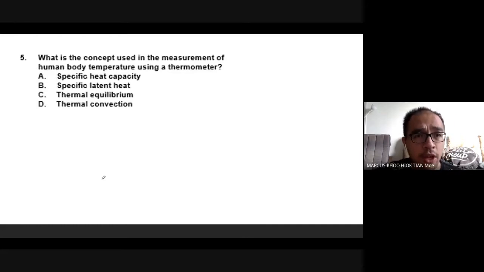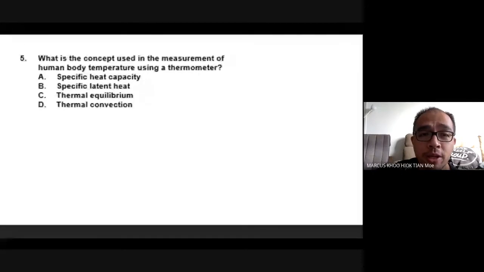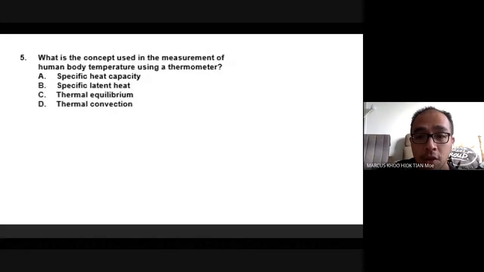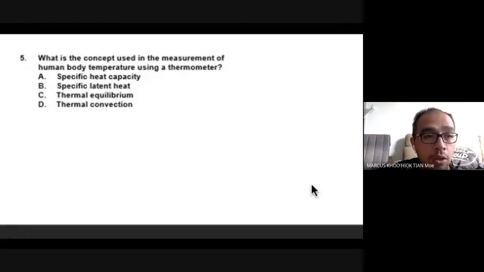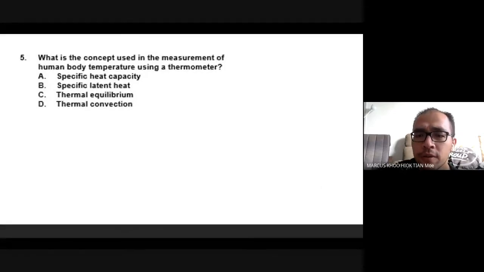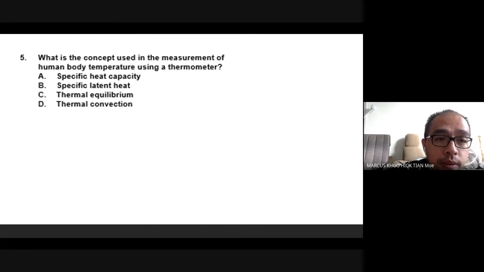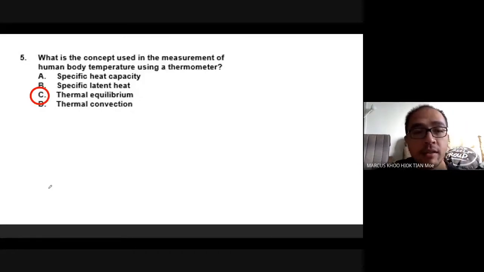Number 5. What is the concept used in the measurement of a human body temperature using a thermometer? This is the best example of thermometer. Can I have Nordiana for this? I have not heard from Nordiana for such a long time. Do you know what is the answer to this question? C. Thermal equilibrium, obviously. Because you haven't learned A and B. A and B is two different concepts, but this is very important.